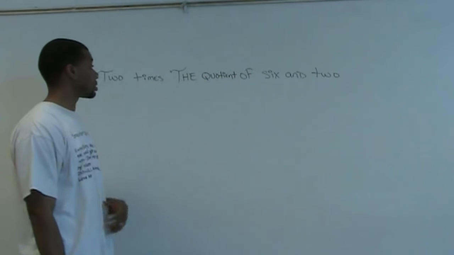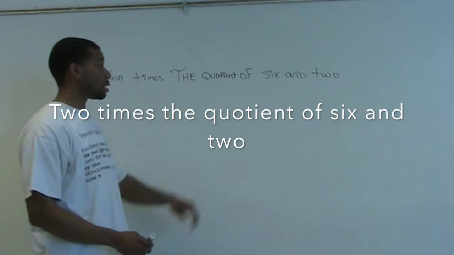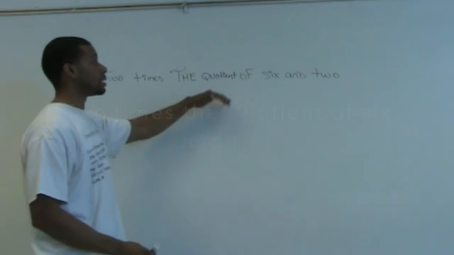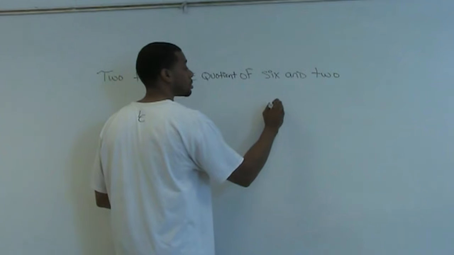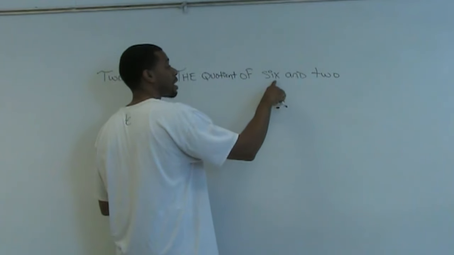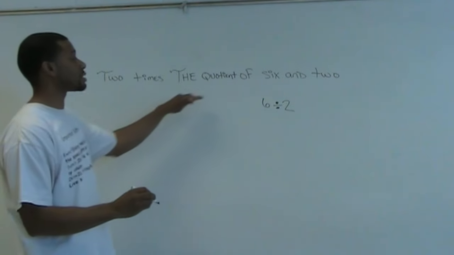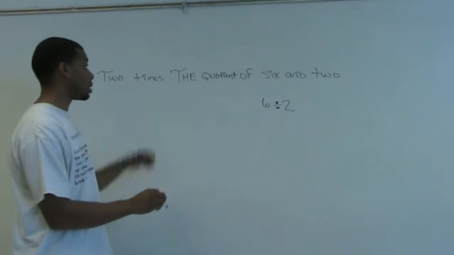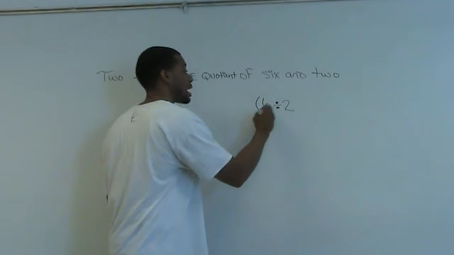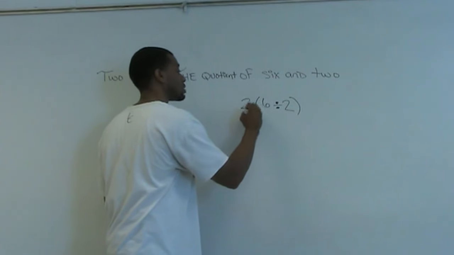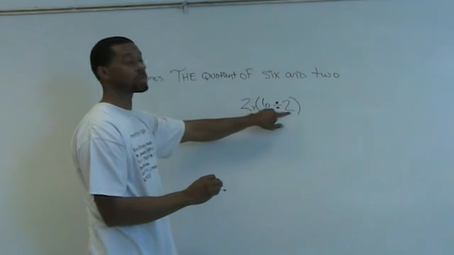Our next expression will be 2 times the quotient of 6 and 2. Again, quotient means divide, and it's the quotient of 6 and 2. So we know we're going to have a division symbol, and our two numbers that we're dividing are 6 and 2. And it says 2 times the quotient of 6 and 2. So not 2 times 6 and not 2 times 2. It's 2 times the quotient of 6 and 2. So we know it will be 2 times, parentheses, 6 divided by 2.